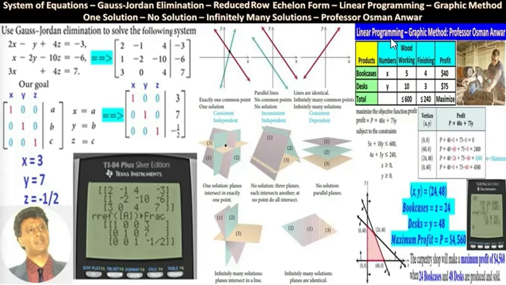Then we'll solve linear programming graphic method. This is a word problem about carpenter that wants to maximize profit. The carpenter makes bookcases and desks. We'll graph the feasibility region and we'll find the maximum profit inside the feasibility region.